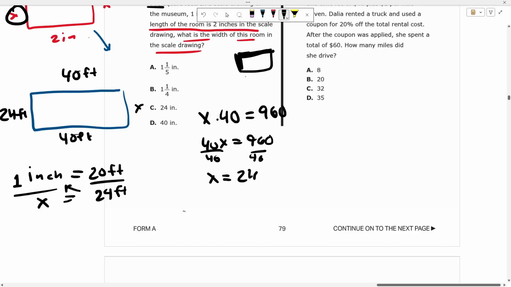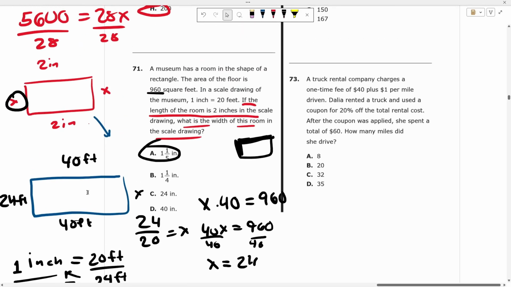You can multiply 24 by 1 to get 24. And you can multiply 20 by x to get 20x. So your answer is going to be 24 divided by 20. This is going to equal x. And if you actually evaluate that, that's going to be choice A. It's going to be 1 1/5 inches.